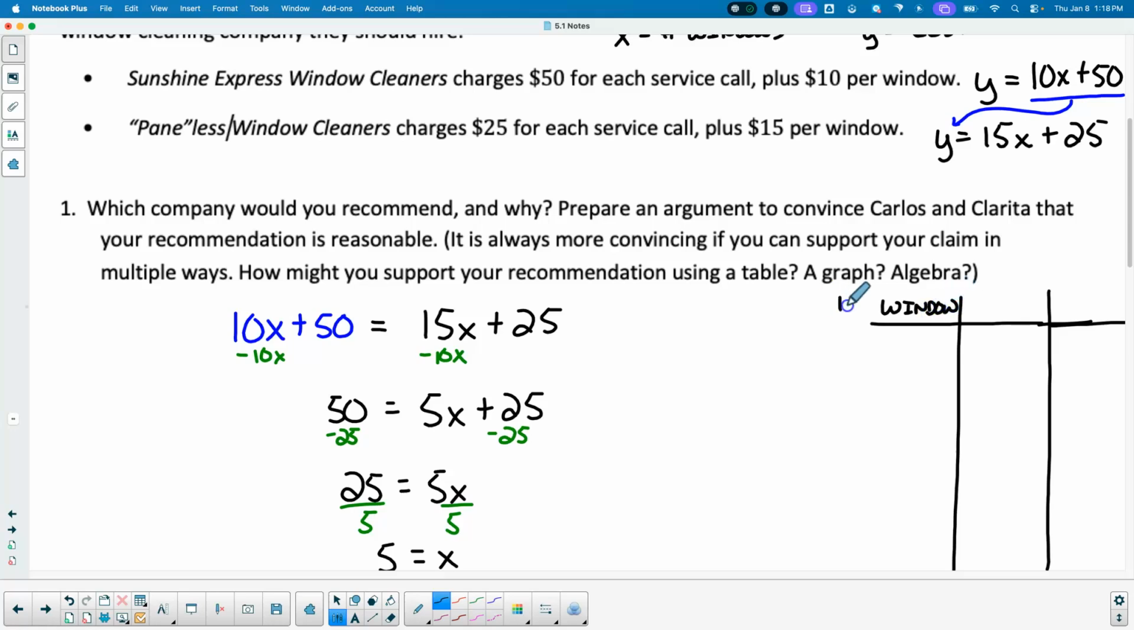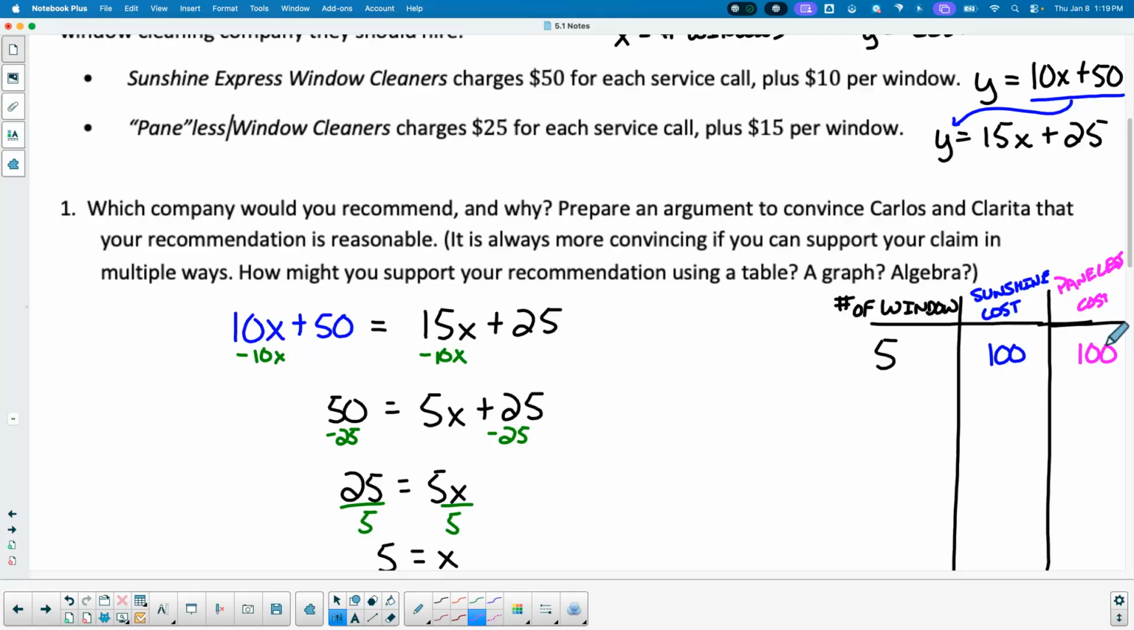So the number of windows, if we have 5 windows, then we had Sunshine. So I'm going to plug 5 in here. 5 times 10 is 50, plus 50 is 100. And then we'd have Painless. Five times 15 is 75, plus 25 is 100.